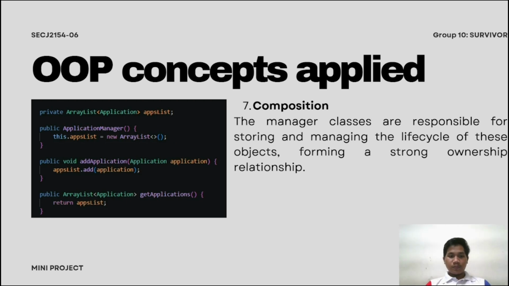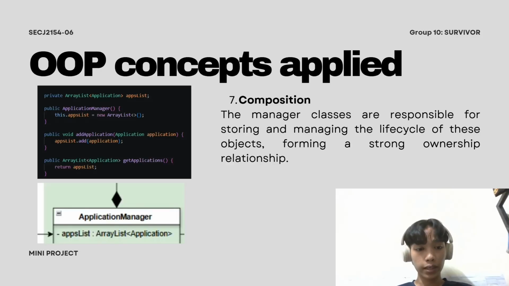Alright, so I will continue from here. We will talk about composition. The application manager is responsible for storing and managing the life cycle of our objects. By using an array list of applications, we create a strong ownership. Basically, the manager solely controls the application data.